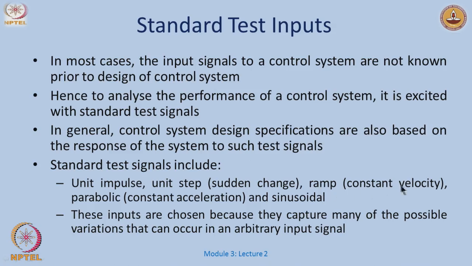My occupancy is going from 10 people all of a sudden to 20 people, or a ramp or a constant velocity where one person is being added every minute, or parabolic, which you can visualize as something moving with a constant acceleration. And of course, you can have periodic signals, like for example sinusoidal signals. So, for the moment we will analyze impulse, step, ramp and parabolic signals, and postpone the sinusoidal analysis when we do the frequency domain analysis.